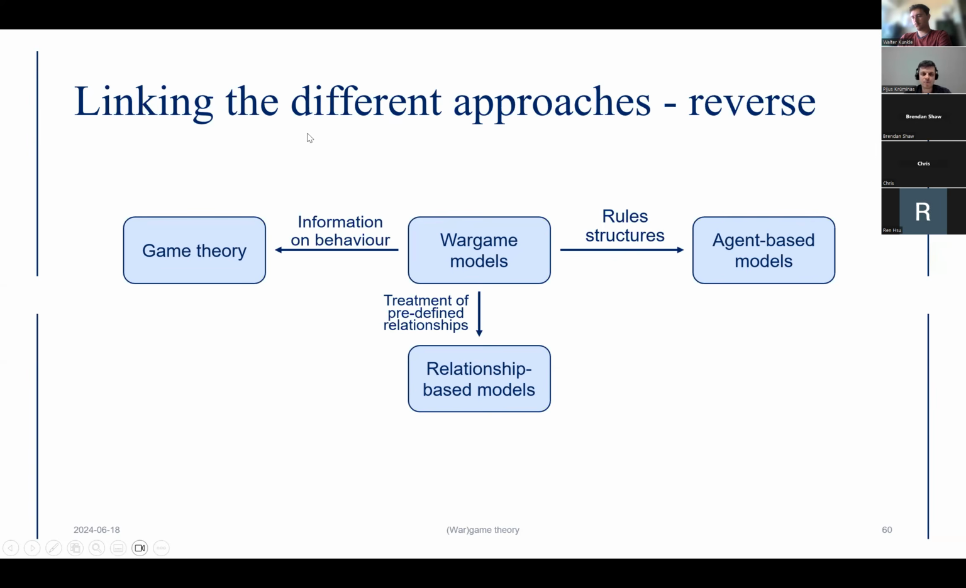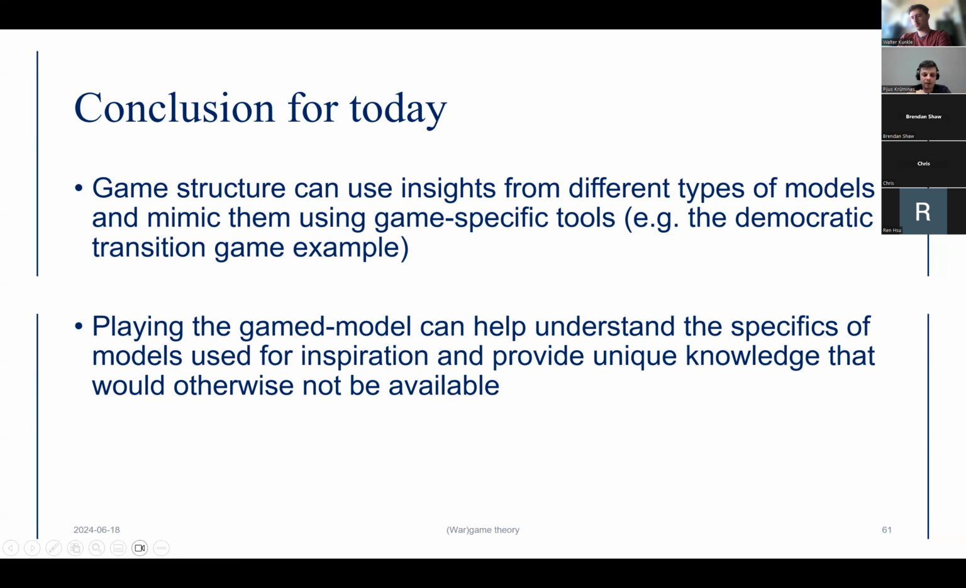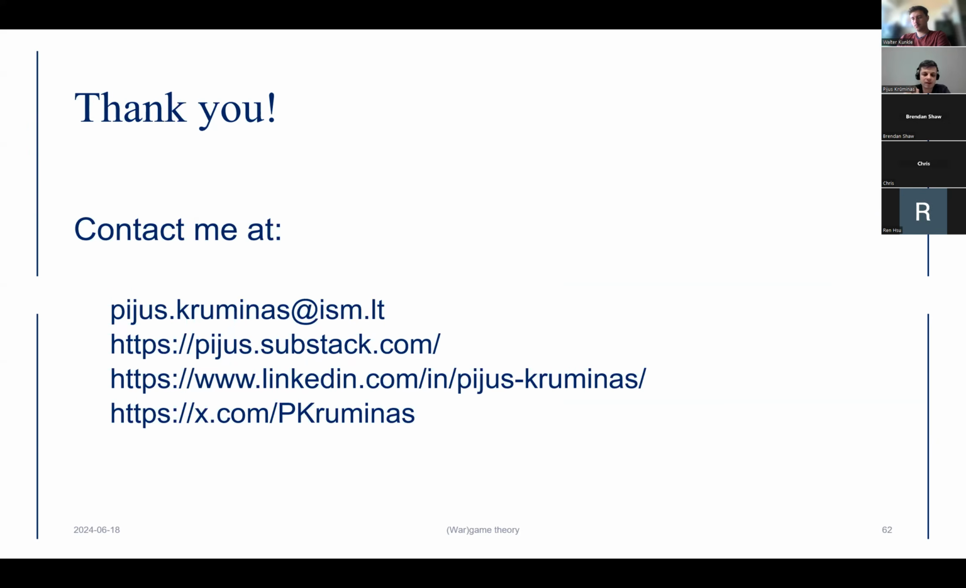And yeah, that would be the core part of my talk today, and basically the conclusion is that game structure can use insights from different types of models, just like we had in the beginning with the example of the card game depicting democratic transitions, to use game-specific tools, specific rules, cards, playing cards, to mimic the elements in these different models. And playing game models can also help us understand these models better and what they tell about reality. So thanks for listening.